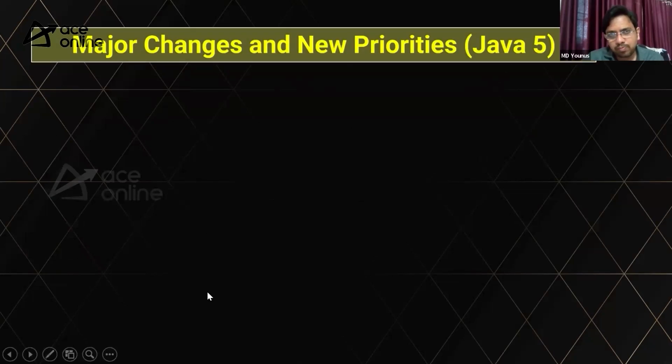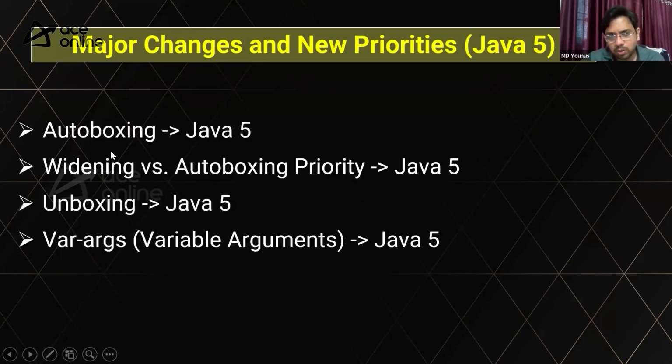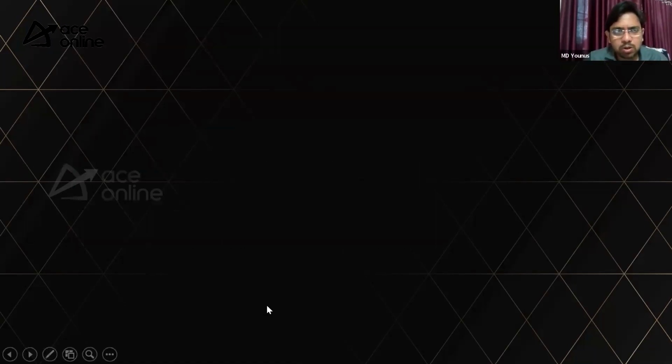Now, first thing, let's talk about auto boxing, which got added in Java 5. Widening versus auto boxing priority we will see with Java 5. Auto unboxing we will see, and variable length arguments. So these are the four things that got added in Java 5. We'll talk about them one by one: what is auto boxing, auto boxing versus widening and their priorities, auto unboxing, and variable length argument. So let's get into auto boxing.